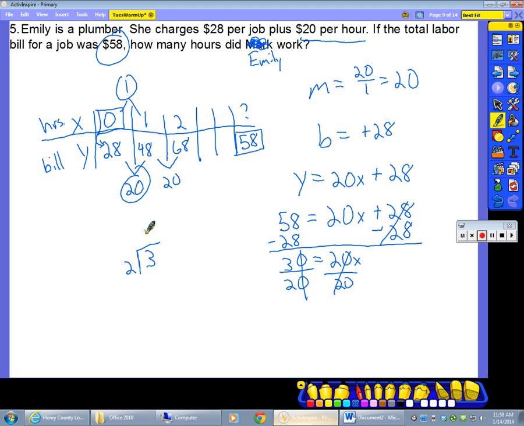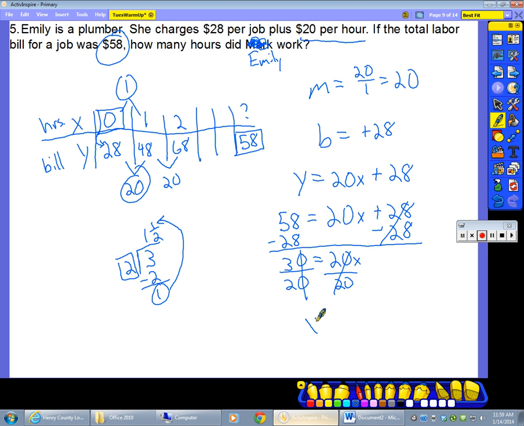2 will go into 3 one time. 1 times 2 is 2. I have a remainder of 1 left over. I'm going to leave it as a mixed number. So 1 and 1/2. What I do is I take the remainder, and that becomes my numerator. And then this number becomes my denominator. See? That's what I did there in case you don't remember. I want to say that's like 3rd or 4th grade.